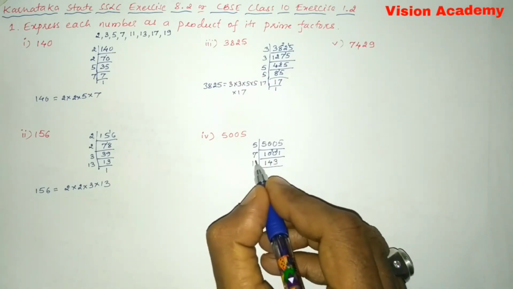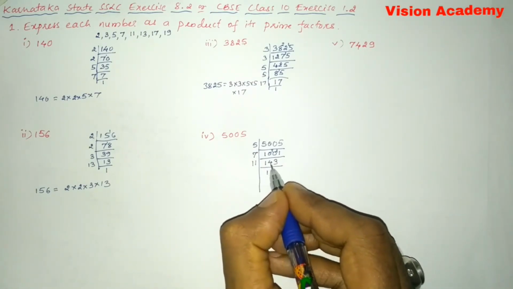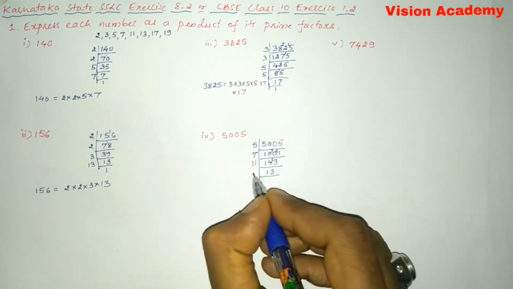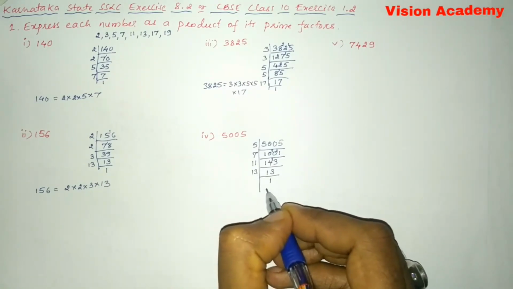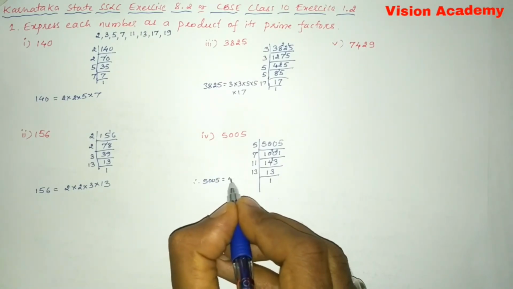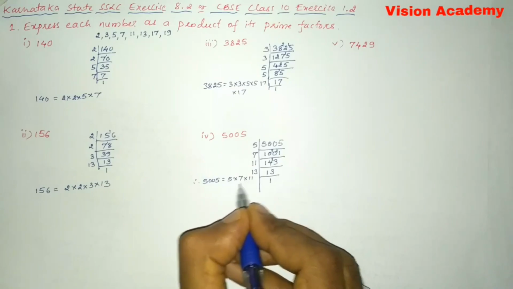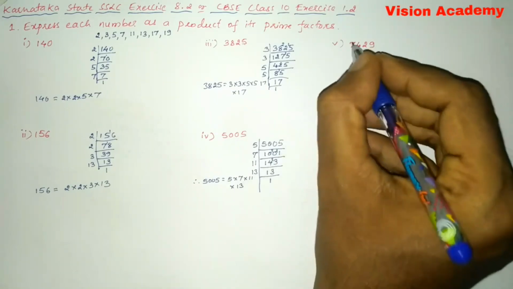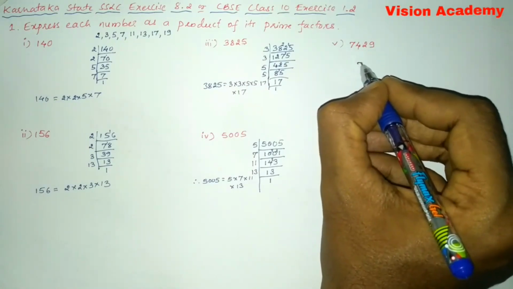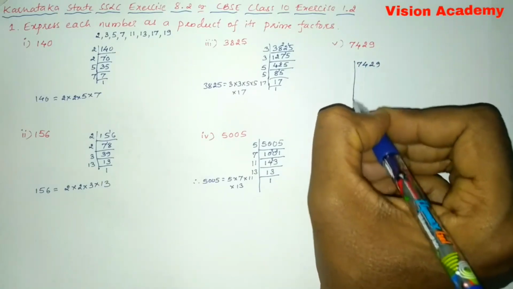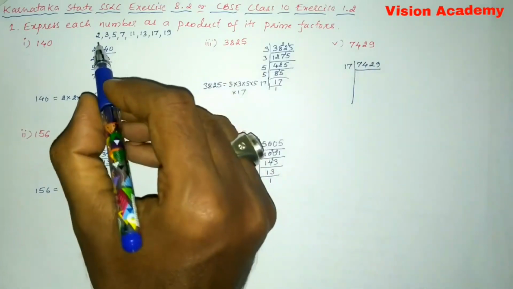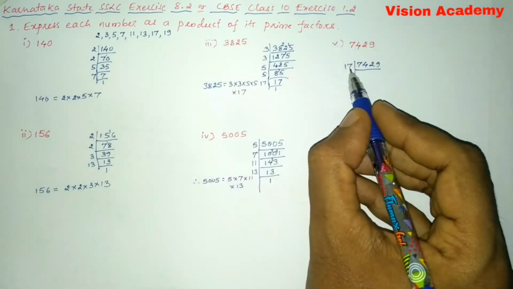Now let us take 11. 11 1s are 11, we remain with 3, that is it will become 33. 11 3s are 33, and this one can be divided by 13. 13 1s are 13. Here therefore we can write 5005 is equal to 5 into 7 into 11 into 13. Now let us move on to the fifth one, 7429. Let us divide this 7429 by 17, because I've tried all of these prime numbers and it is directly divisible by 17.